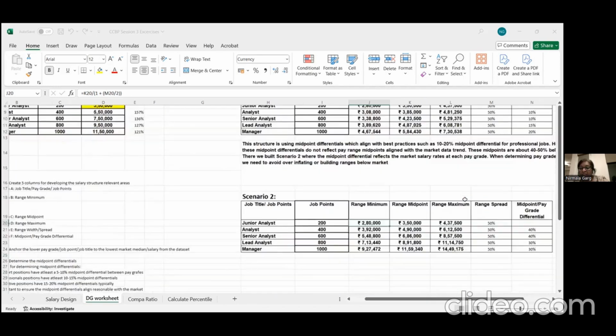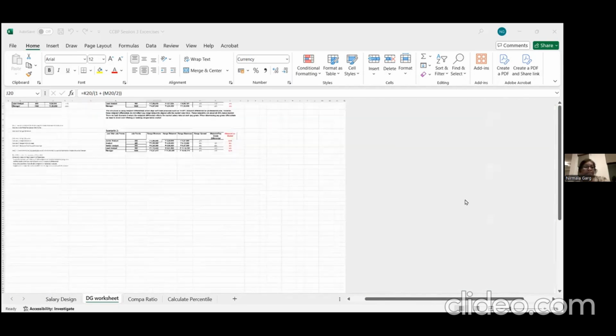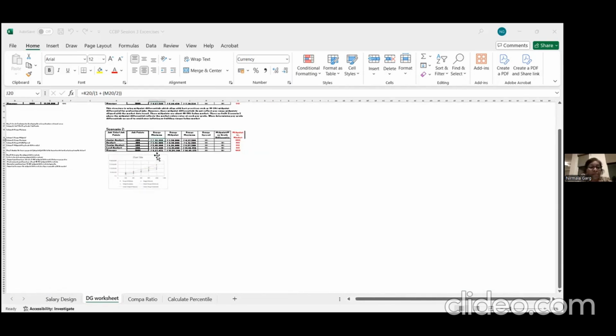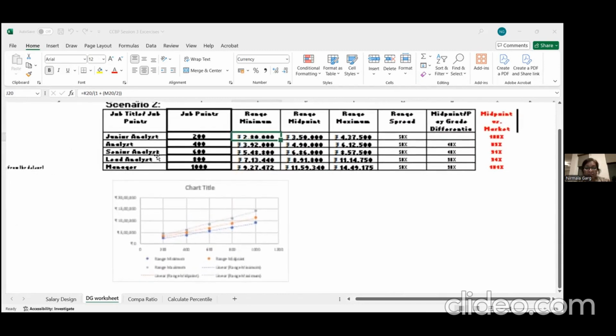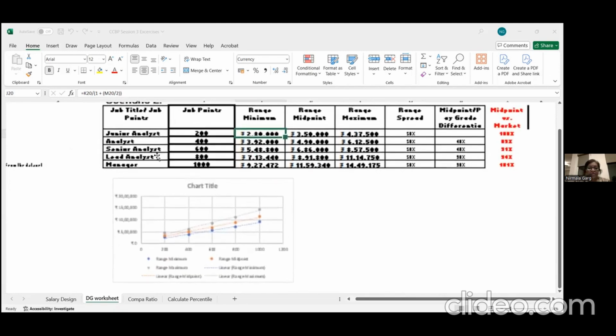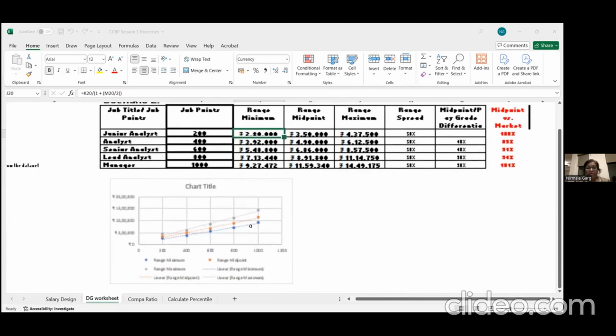Okay. Now, if you collect this data and plot it, can you see your maximum, your midpoint, and your minimum? And these are your bands. Can you see the overlap? Okay. And how do you do this? Just like that. Select the data, go to insert, add trend line. For every job point, if you just add a trend line, you will get this. Very easy to do.